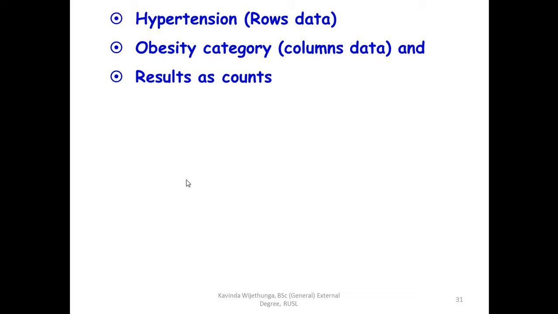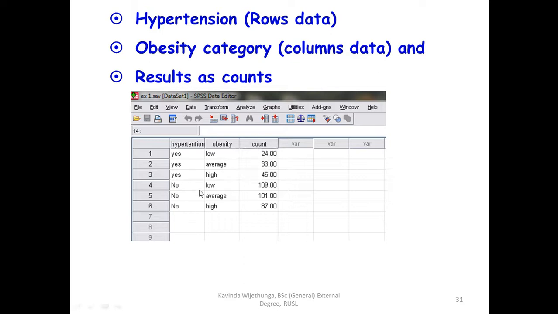So you have to enter into three columns this way. Hypertension: yes, yes, yes, no, no, no. Then obesity: low, average, high for yes, and low, average, high for no. Then these are the counts. That way you have to enter the data into the SPSS worksheet.